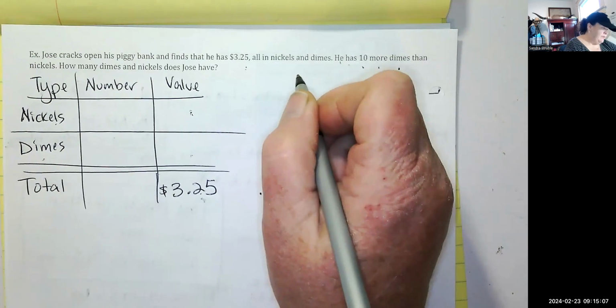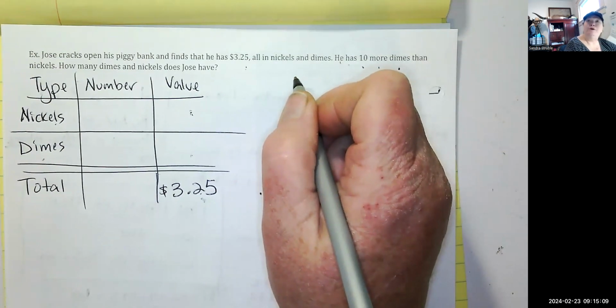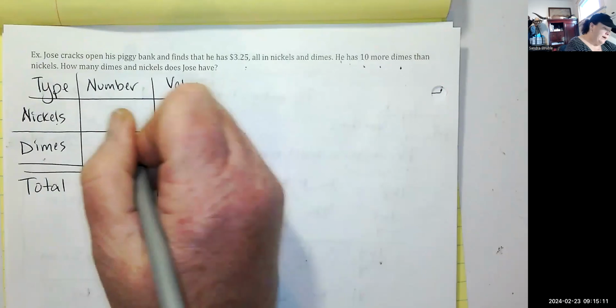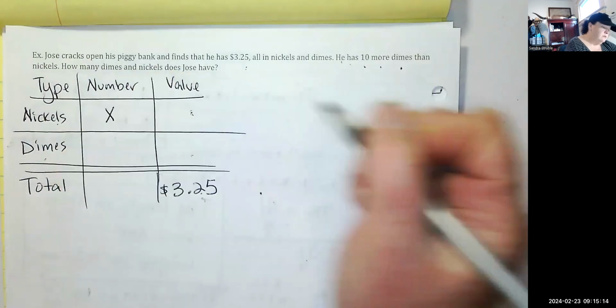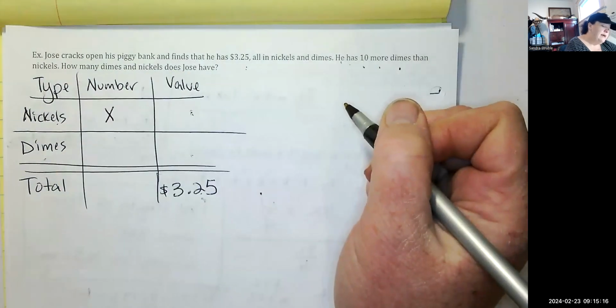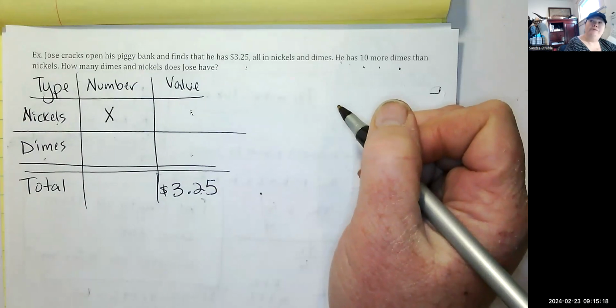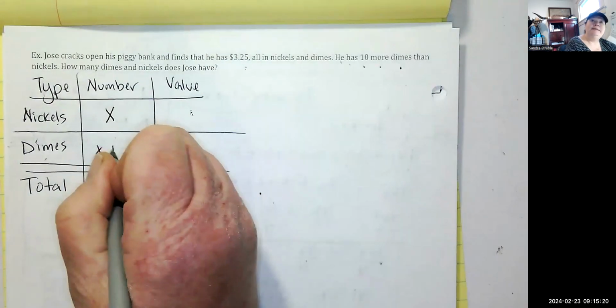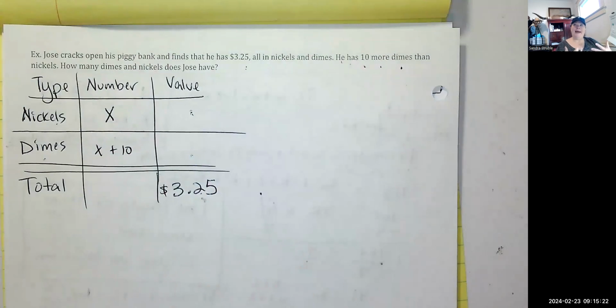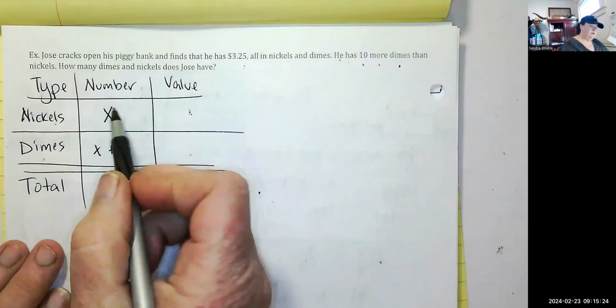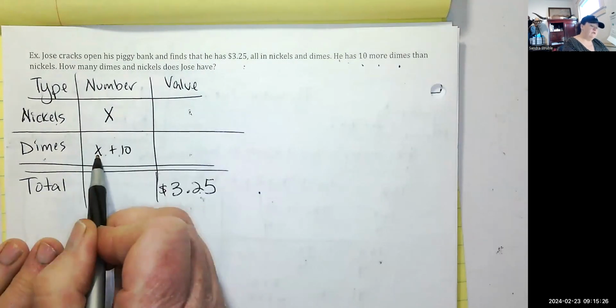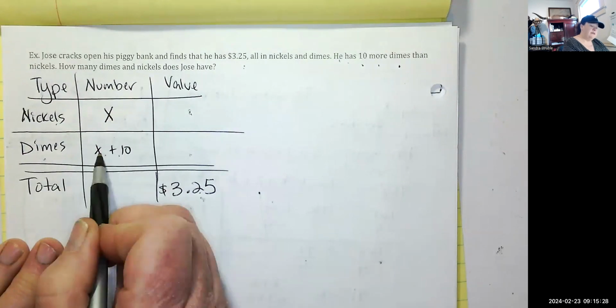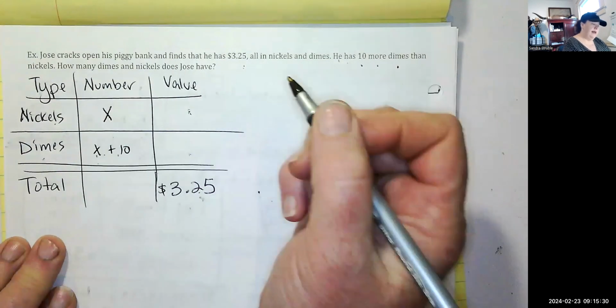So how would we write that? We would need to know how many nickels there are. So if we let X equal nickels, then 10 more than, remember the than flips it, so X plus 10, and we know the more means add. So we have nickels and 10 more dimes than nickels. So that's what that's showing. All right, now we need the value.